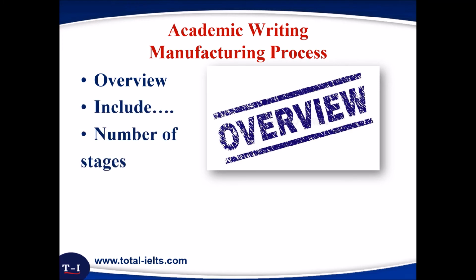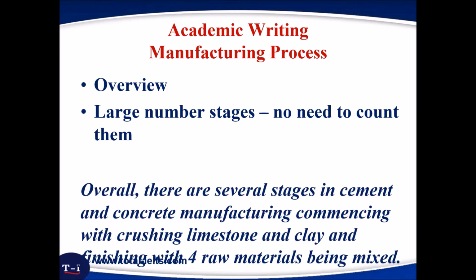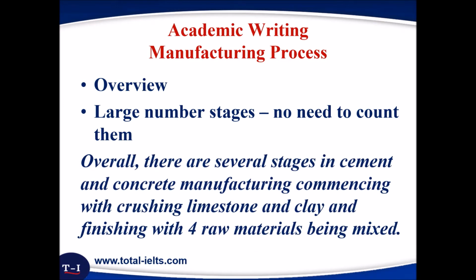Next we have the overview. And in your overview for a manufacturing process, include the number of stages and where it starts and finishes. If there's a large number of stages, there's no need to count them all. It's time consuming and not necessary. Instead, you can say, overall, there are several stages in cement and concrete manufacturing, commencing with crushing limestone and clay and finishing with raw materials being mixed.